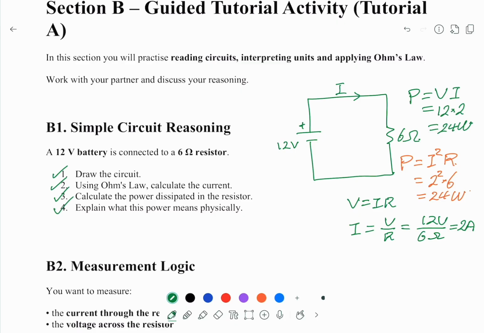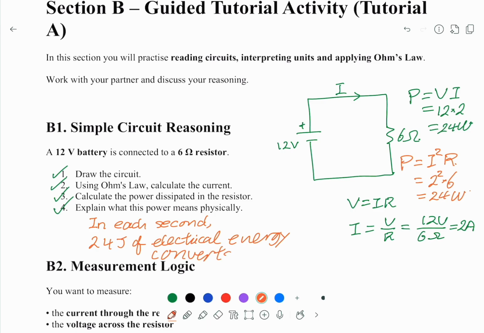Number 4: explain what the power means physically. The power means that in each second, 24 joule of electrical energy is converted into thermal energy. If you say heat, it's acceptable, but again, thermal is better.